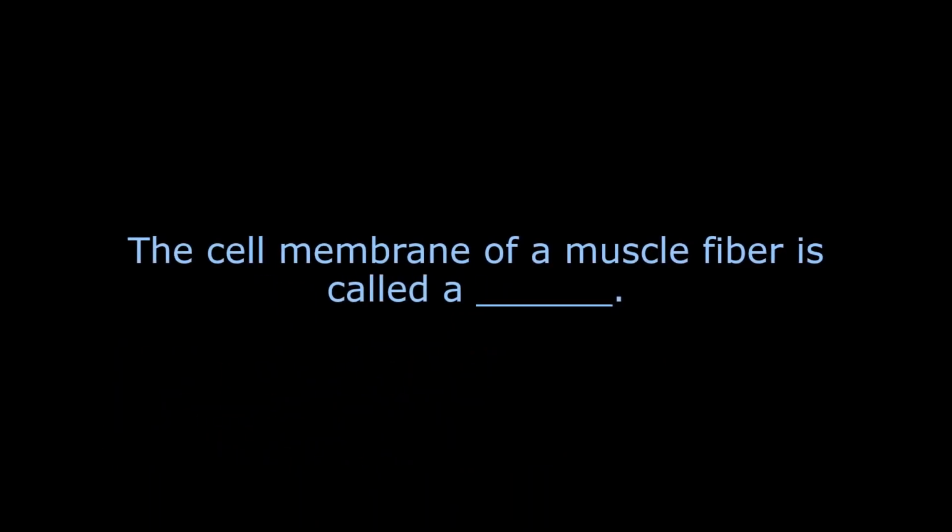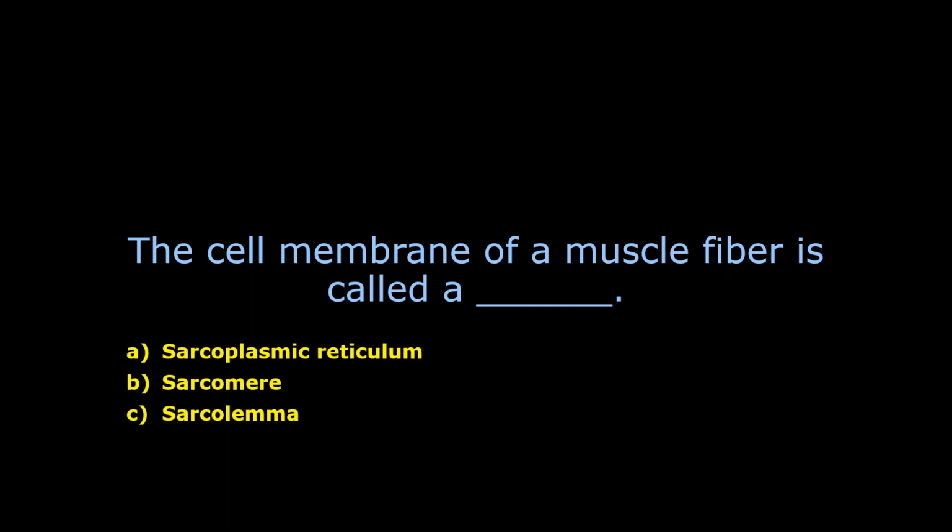The cell membrane of a muscle fiber is called A, and this is just a definition. The term is sarcolemma, so let's find it. Nope, not sarcoplasmic reticulum, not sarcomere, that's the contractile unit. There's sarcolemma, that's going to be our winner. And not a sarcomesium, that's a made-up word. C is the winner.